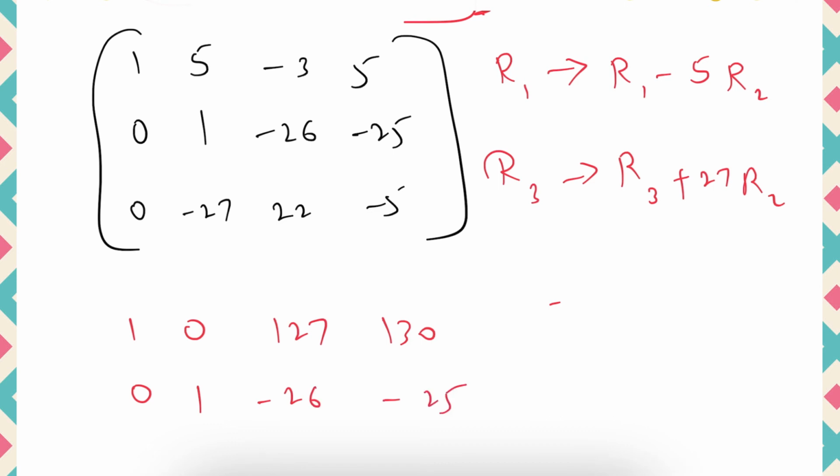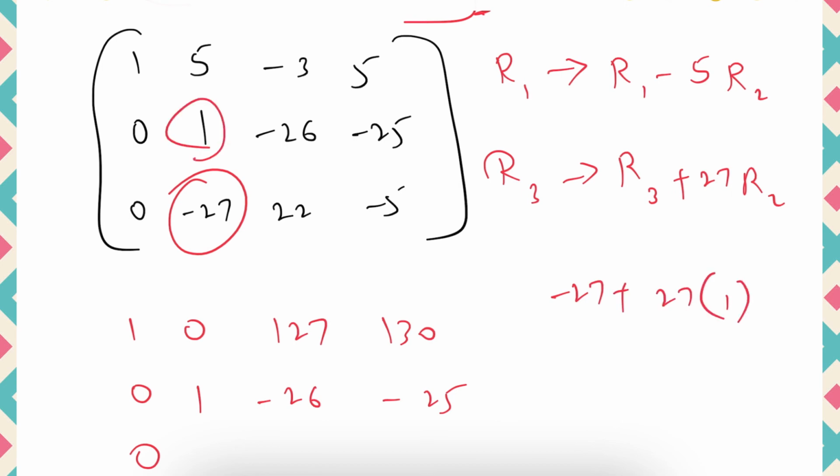Okay, now let us change the third row. So what is third row? We have R3 plus 27 R2. So R3 plus 27 into R2. So the zeros are only there. So 0 into 0, 0 only. Next, second element. Minus 27 plus 27 into R2, 1. So minus 27 plus 27 is nothing but 0.